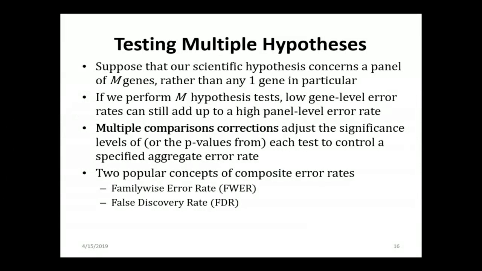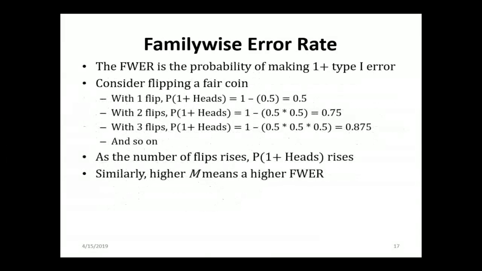And in the literature, there are many different concepts of these aggregate error rates, but the two most popular ones that you'll tend to see are what's called the family-wise error rate, or FWER, and the false discovery rate, or FDR. So we'll talk about those in sequence. The family-wise error rate is just the probability that we make even one type 1 error, meaning if the null is true for all of our m genes, what's the probability that for one or more genes, we conclude that there's actually a difference when there isn't.